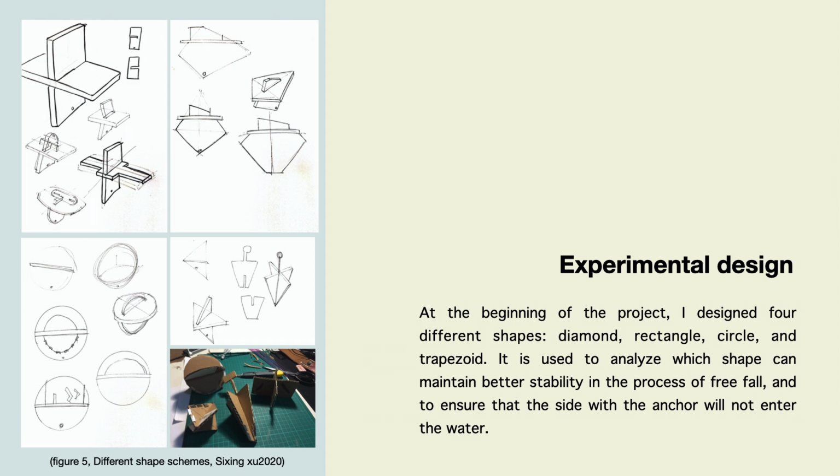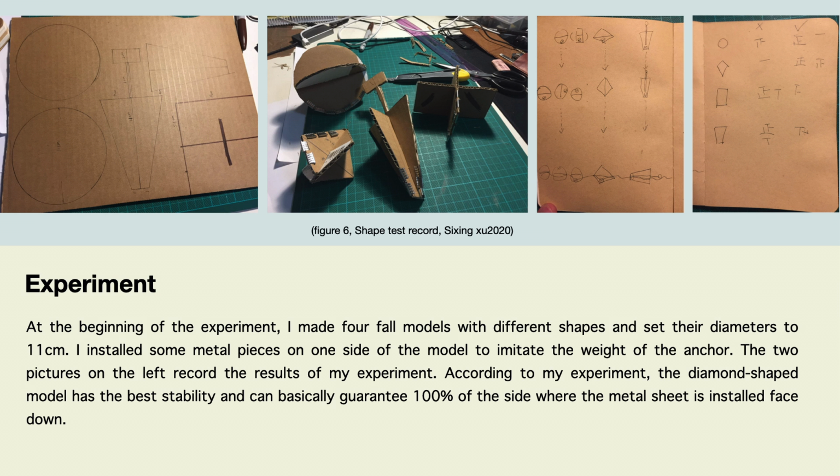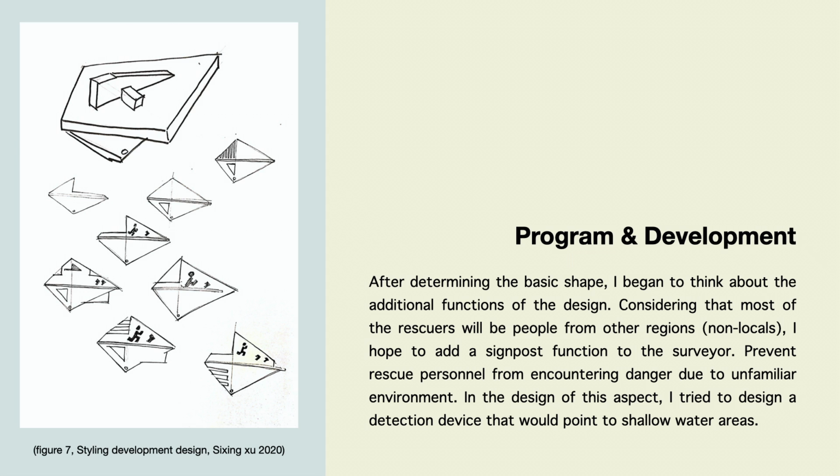At first, I designed a lot of different shapes to analyze which shape is better in these situations. Because I think when it is dropped from the airplane, it will turn in the air, so it is hard to tell whether a shape is useful or useless in the flood. Here I have designed a test to analyze which shape is better. I made 4 different models with 4 different shapes, and they have the same size. I added some material pieces on one side to imitate the weight of the equipment. According to the test, I think this shape is the most successful.